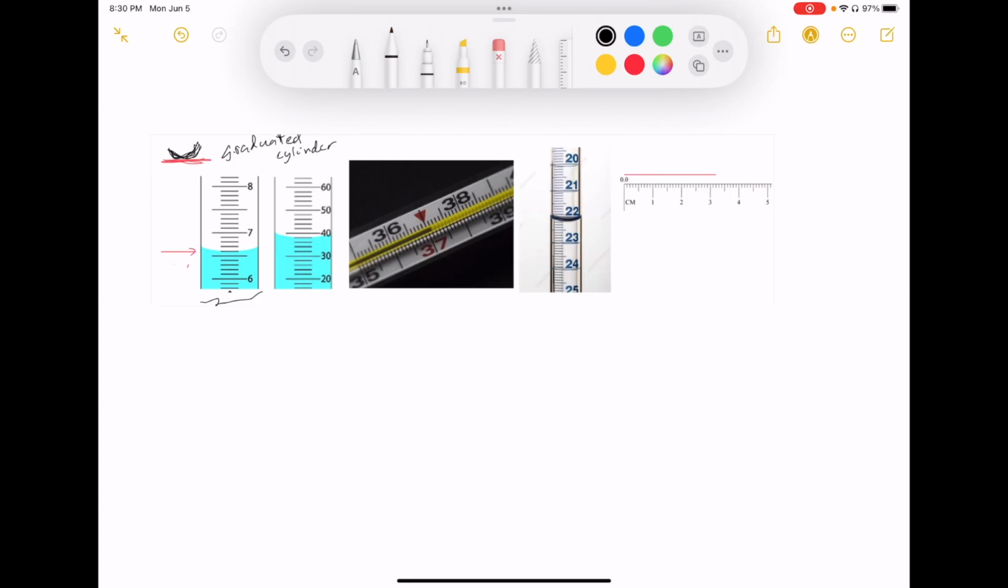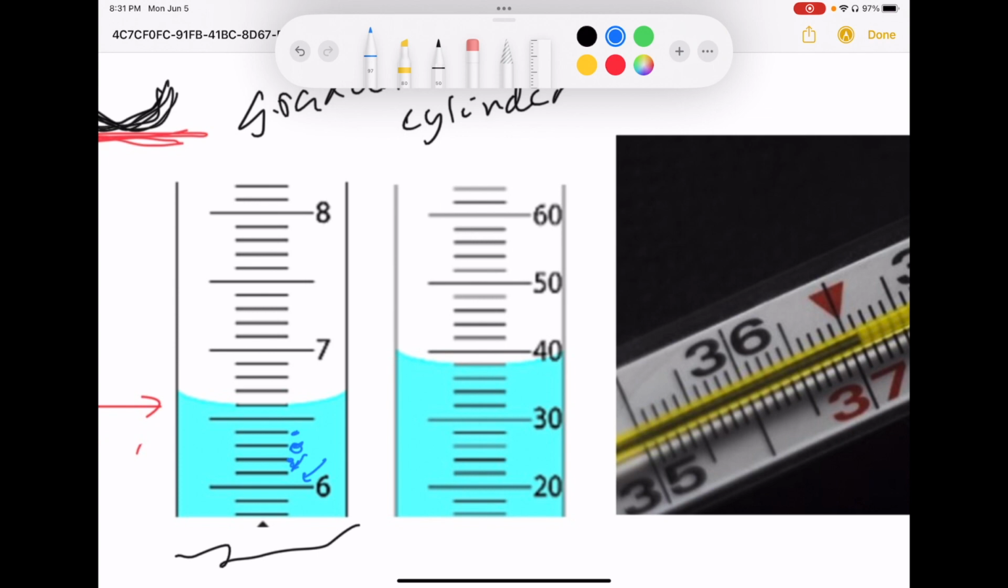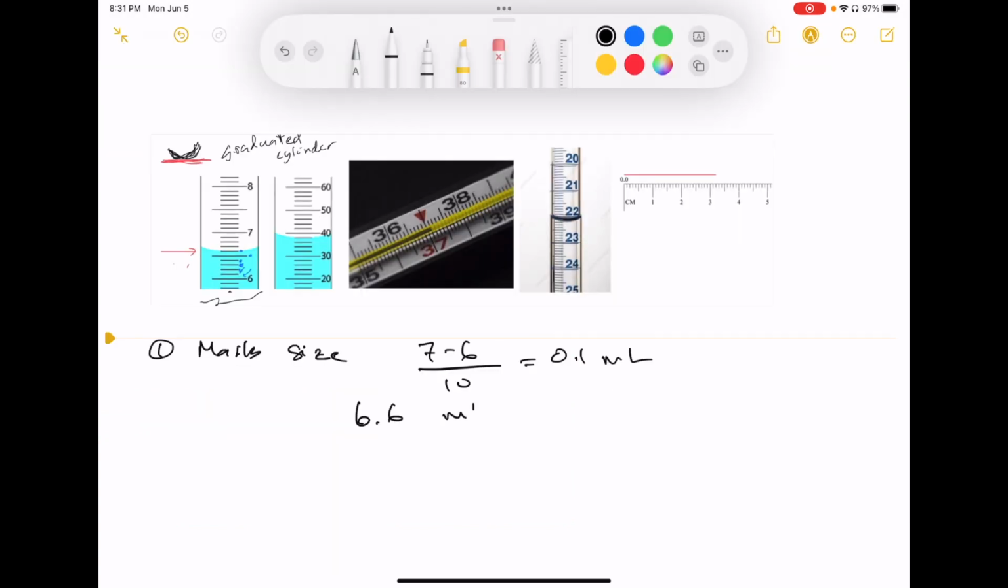I have to determine the size of the marks. Remember, that's step 1. And to do that, I'll take the 2 numbers that are neighboring to each other, 7 minus 6 divided by 10, because there's 10 marks. So each one of the little marks is 0.1 milliliter. So we start with 6. This is 6.1, 6.2, 6.3, 6.4. 6.5 is a longer one. And look at 6.6. So the volume then is going to be 6.6, and then the unit is milliliter.